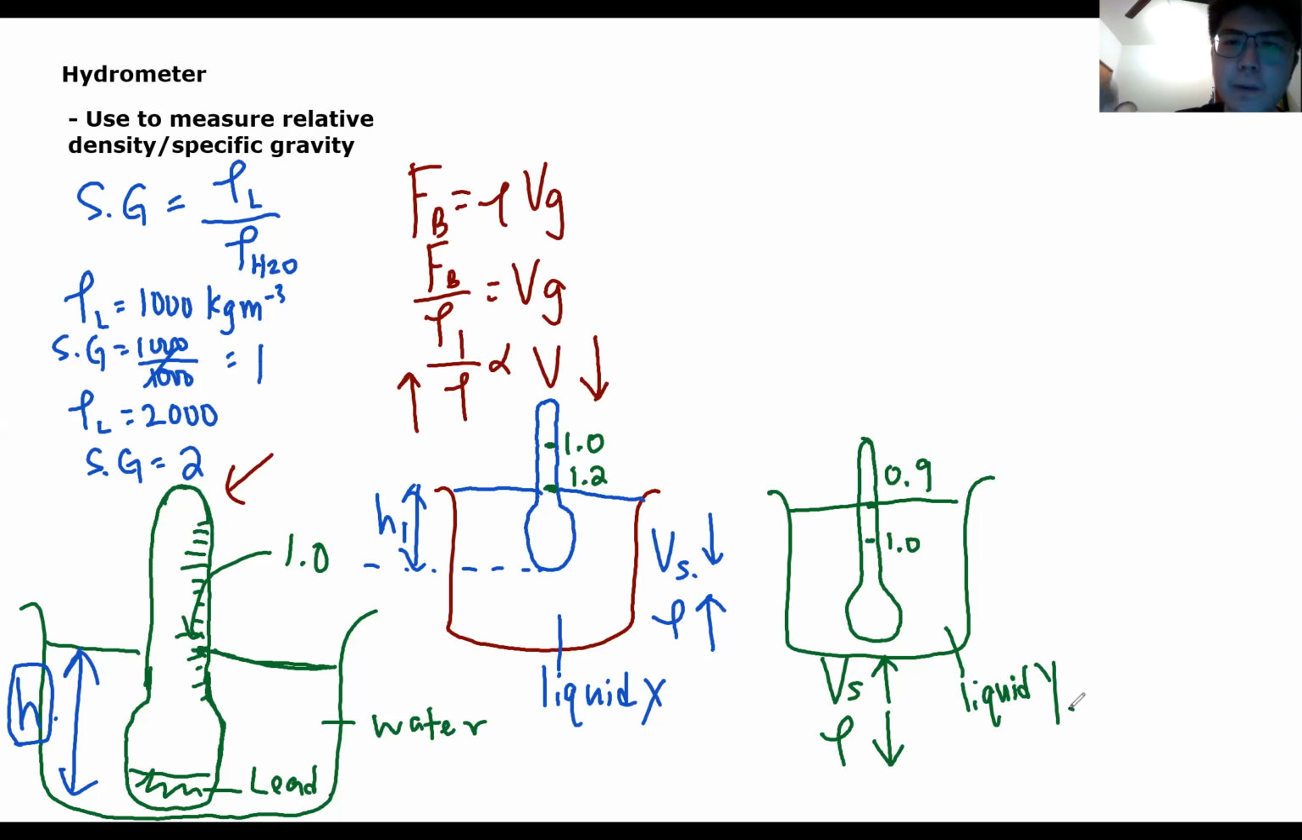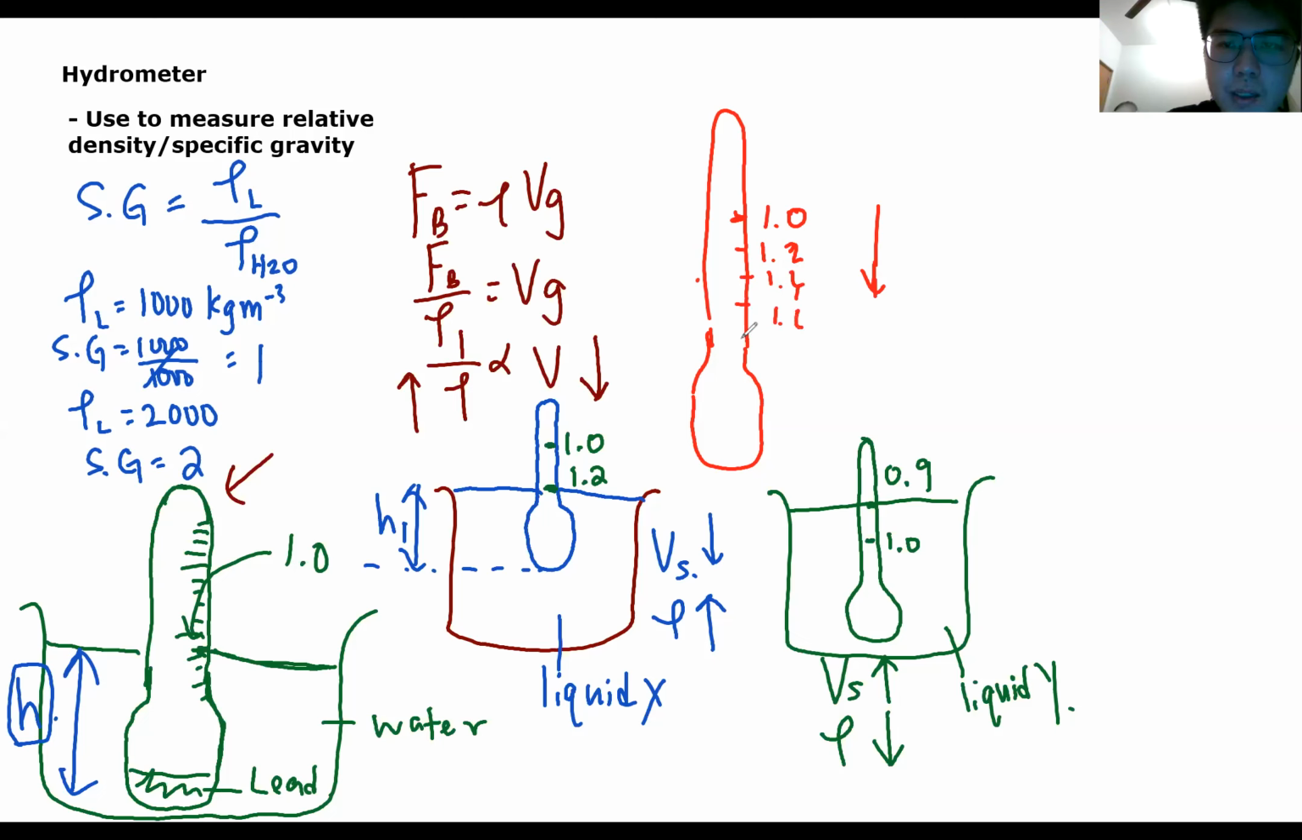Okay, so this makes the design of the hydrometer. I draw it again. This is the hydrometer. The design: this is 1.0 here. When going down the scale, it increases: 1.2, 1.4, 1.6, 1.8. And when going up the scale, it decreases: 0.8, 0.6, 0.4, and so on.